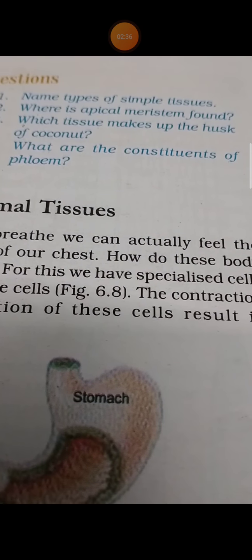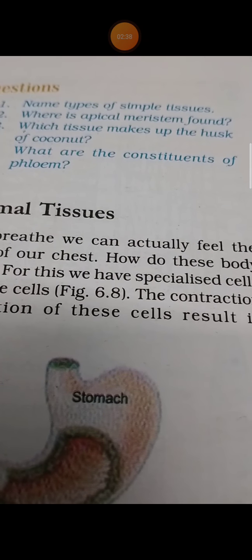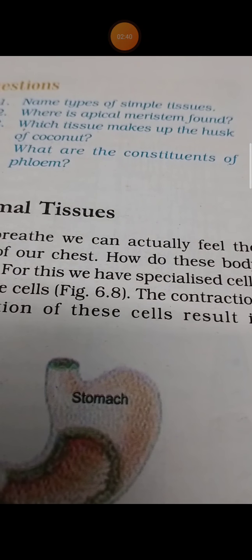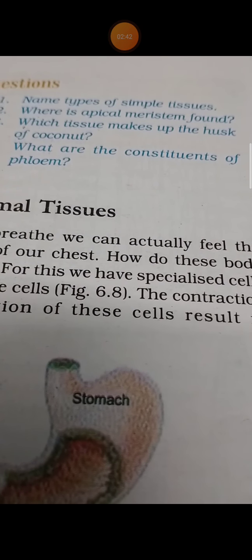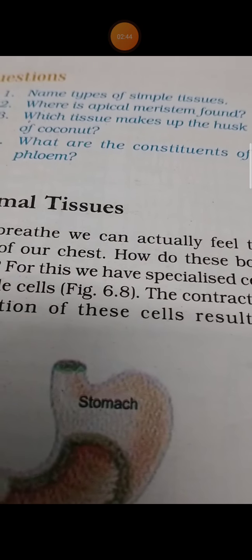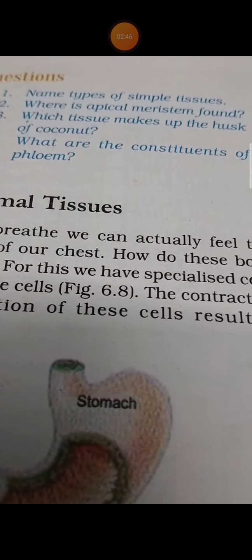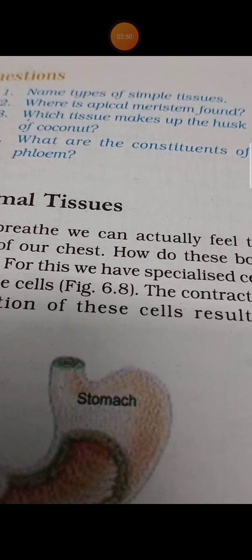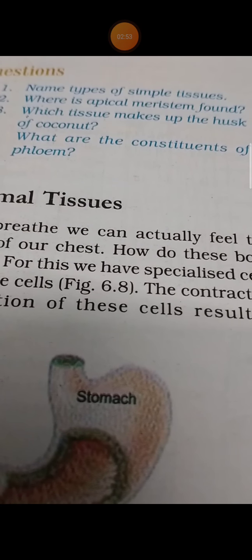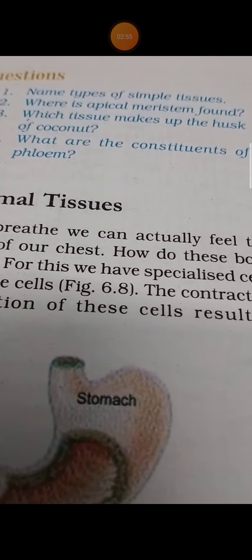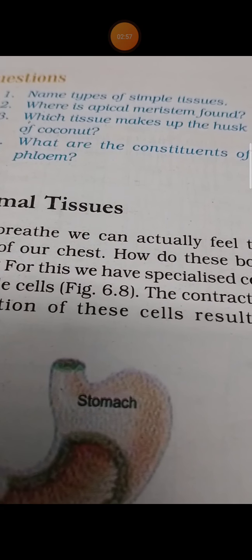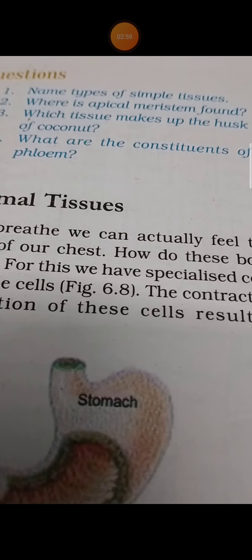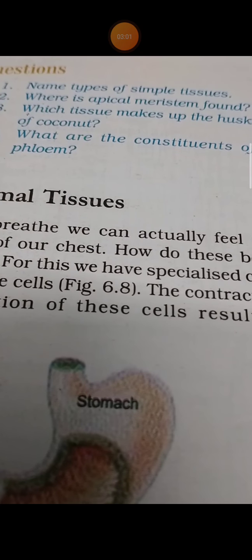Next question is, what are the constituents of phloem? Your answer will be sieve cells, sieve tube, companion cell, phloem parenchyma and phloem fiber. These are the five elements known as the constituents of phloem.